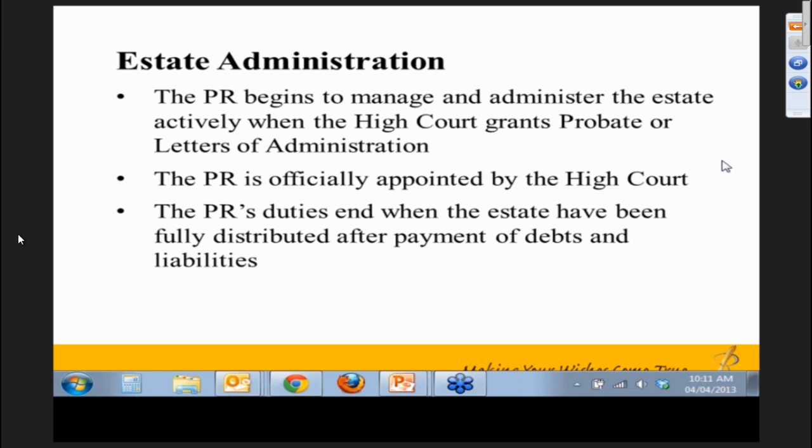Now, the position of personal representative, who gives you the power to act? It will be the courts, right? So whether you're an executor or administrator, you need to apply to the High Court to get the relevant court order before you begin to do work, right? Now, the work of an executor or administrator would end only when the estate is fully distributed and after payment of all the debts and liabilities.